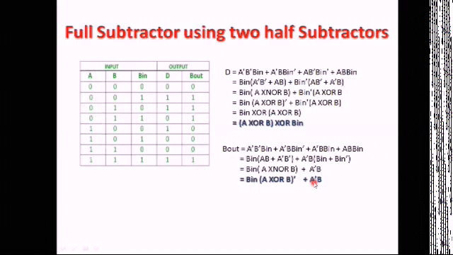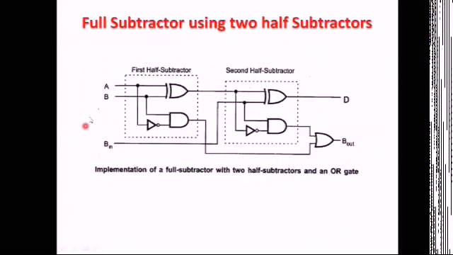Next is drawing the circuit, that is implementing full subtractor using two half subtractors. Just we will see how to draw the circuit. That is the logic circuit. So this one we are drawing like this. This is the first half subtractor, and this one is the second half subtractor. And I had already told you that when there is a half subtractor, there will be one XOR gate, one AND gate, and one inverter. Again similarly there is one XOR gate, one AND gate, and one inverter.